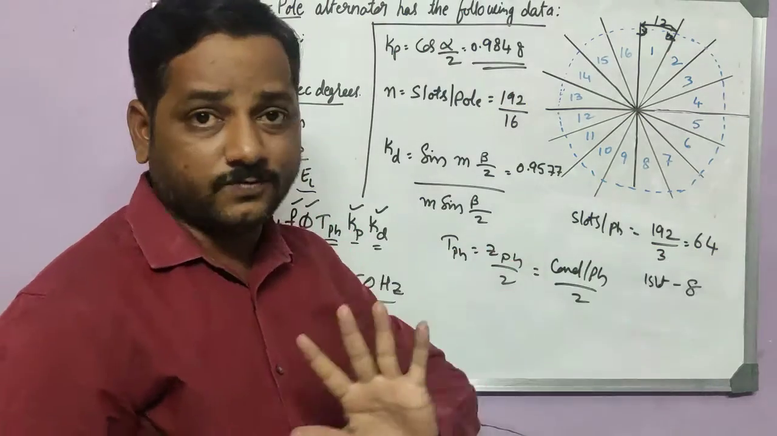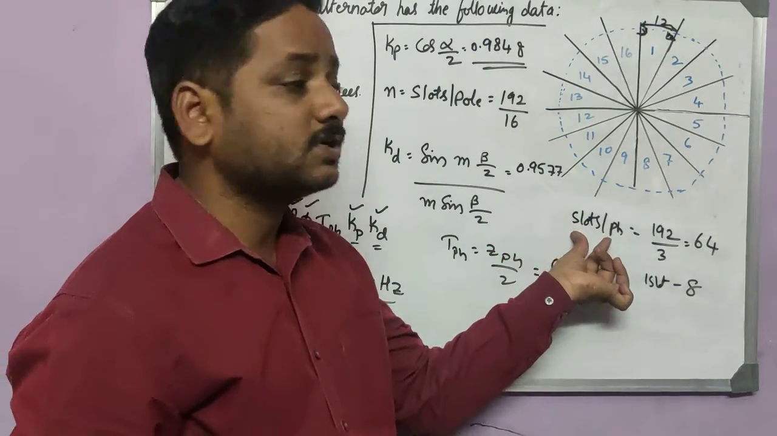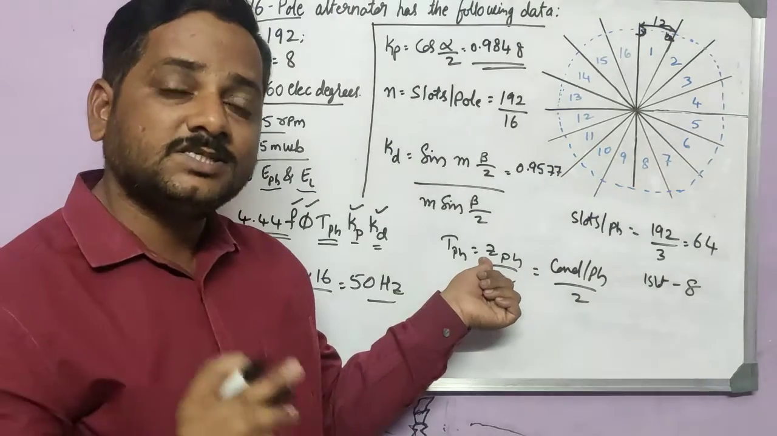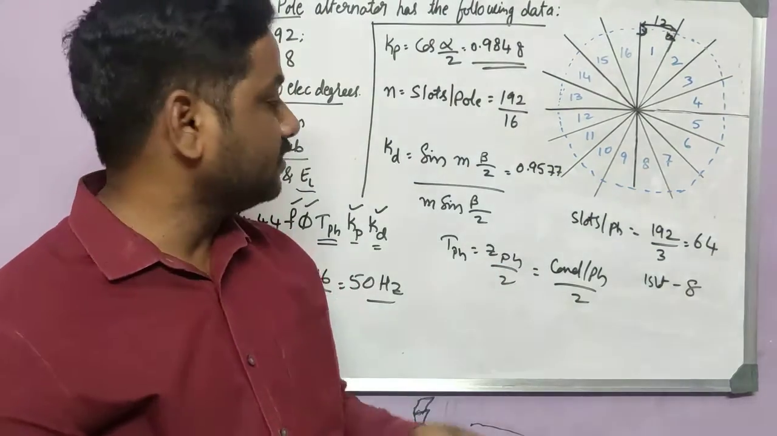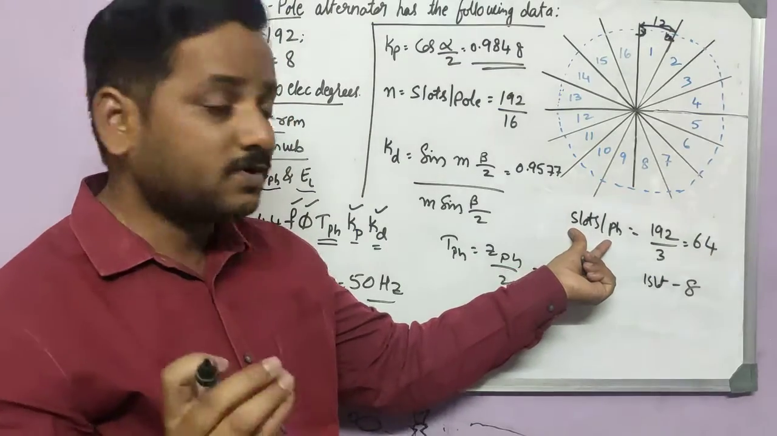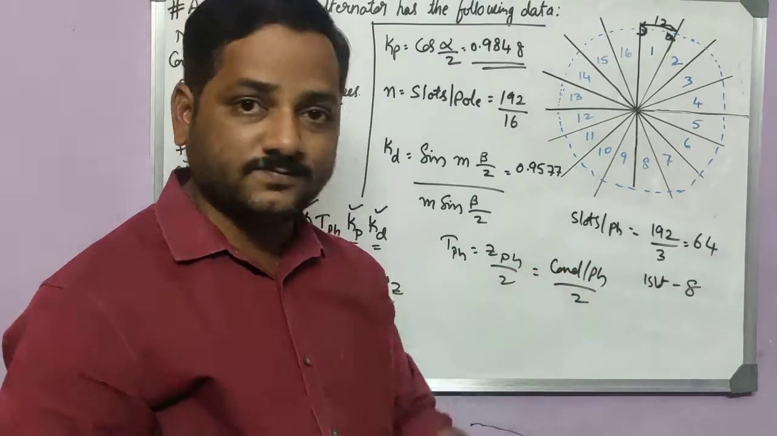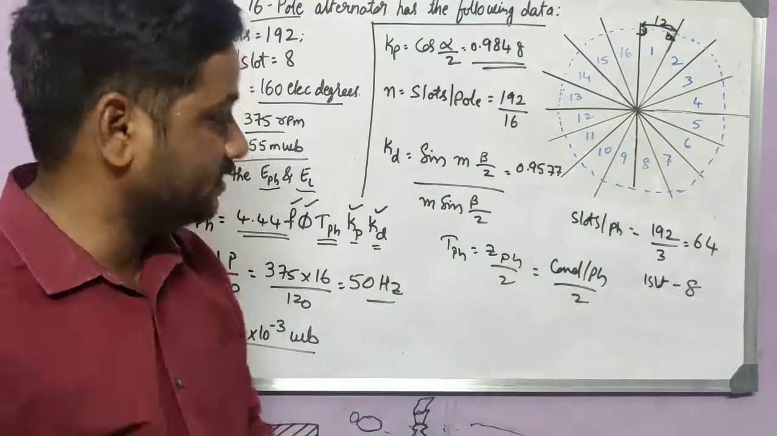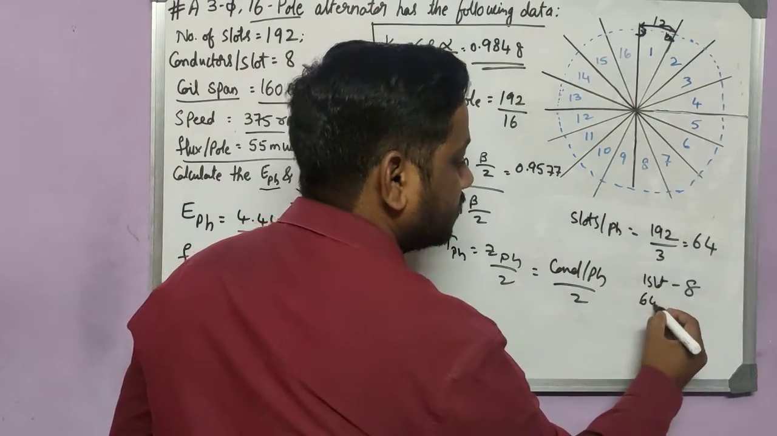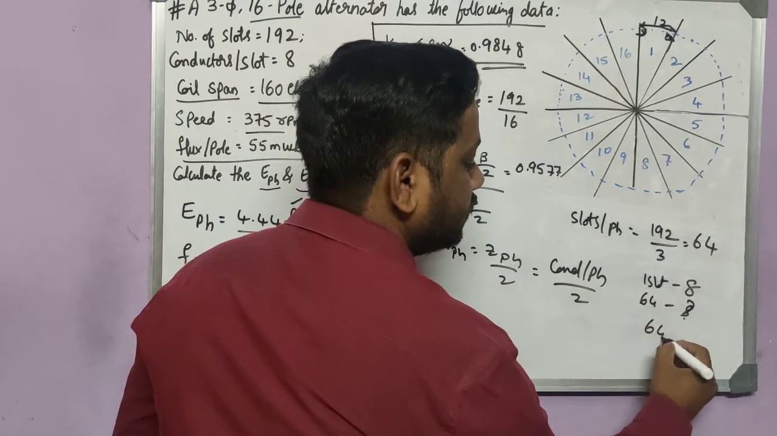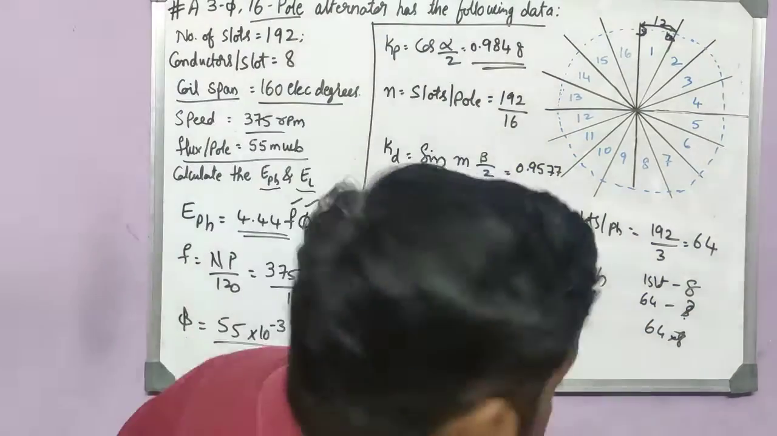Why have I taken 64? See, we should not take the total number of conductors here. Here I just need to take the total number of conductors per phase. So what I have done, first I concluded the number of slots per phase, that is 64, 192 by 3 phase. And then for one slot we have 8 conductors. So for 64 slots how many? So 64 into 8 will give you the total number of conductors per phase.